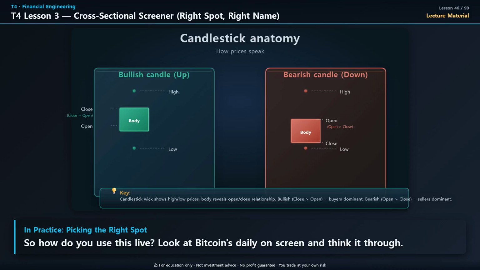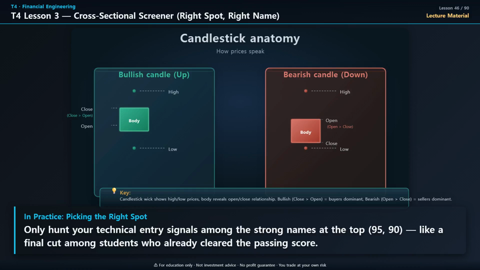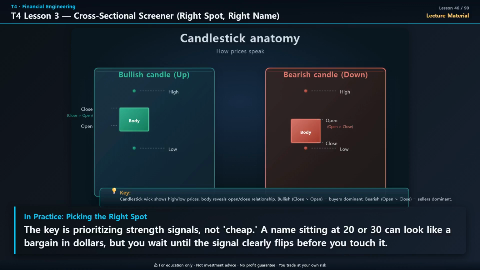So how do you use this live? Look at Bitcoin's daily on screen and think it through. Only hunt your technical entry signals among the strong names at the top, 95, 90, like a final cut among students who already cleared the passing score. The key is prioritizing strength signals, not cheap. A name sitting at 20 or 30 can look like a bargain in dollars, but you wait until the signal clearly flips before you touch it.